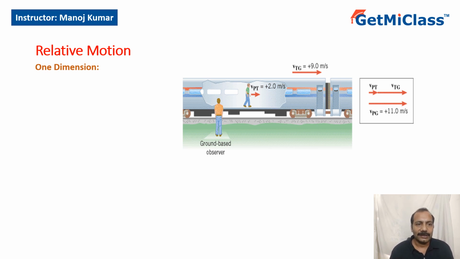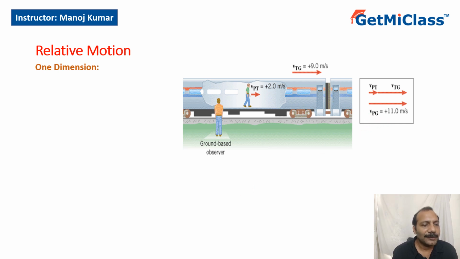So what is relative motion? First, let's try to understand it in one-dimensional motion. When the object is moving in a single dimension, let's look at this example. There is a person who is moving inside a train at 2 meters per second and the train is moving at 9 meters per second. So what would be the speed of the train as seen by the person? It would be 9 meters per second. And what would be the speed of the person inside the train as seen by a person from outside? It will be 9 meters per second, the speed of the train, plus the speed of the person, because the person is also traveling in the same direction. So the answer would be 11 meters per second.